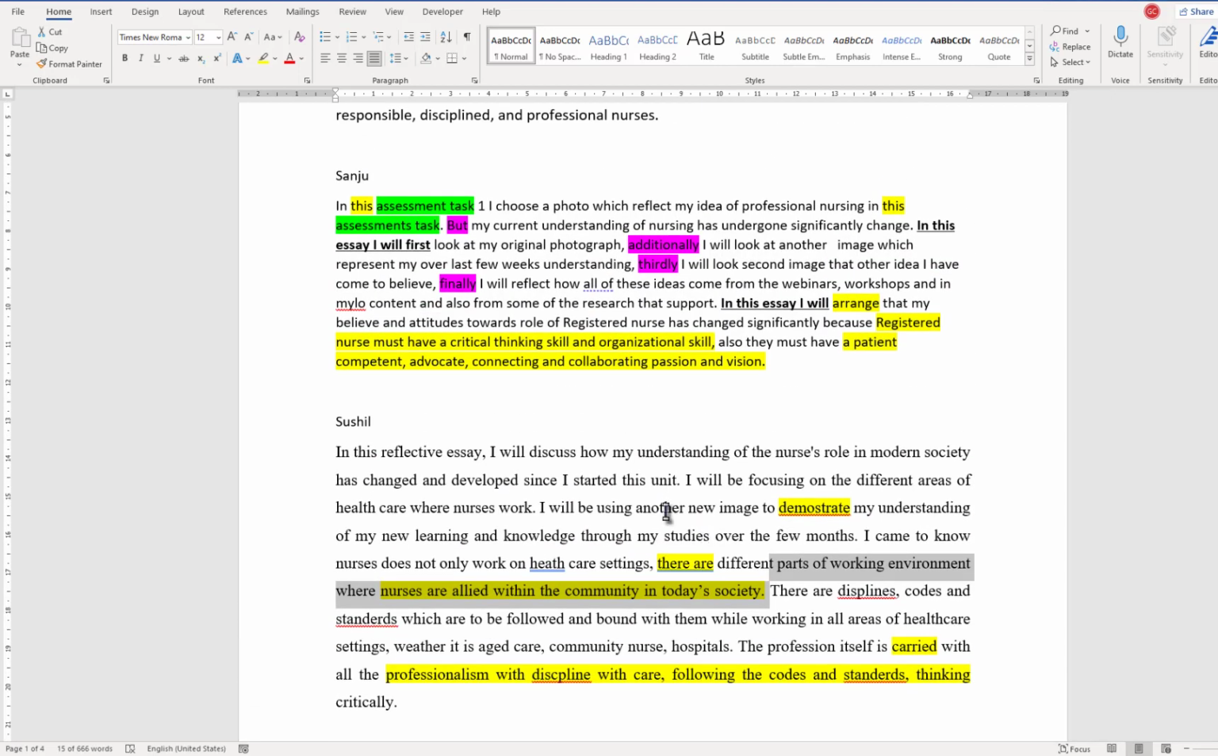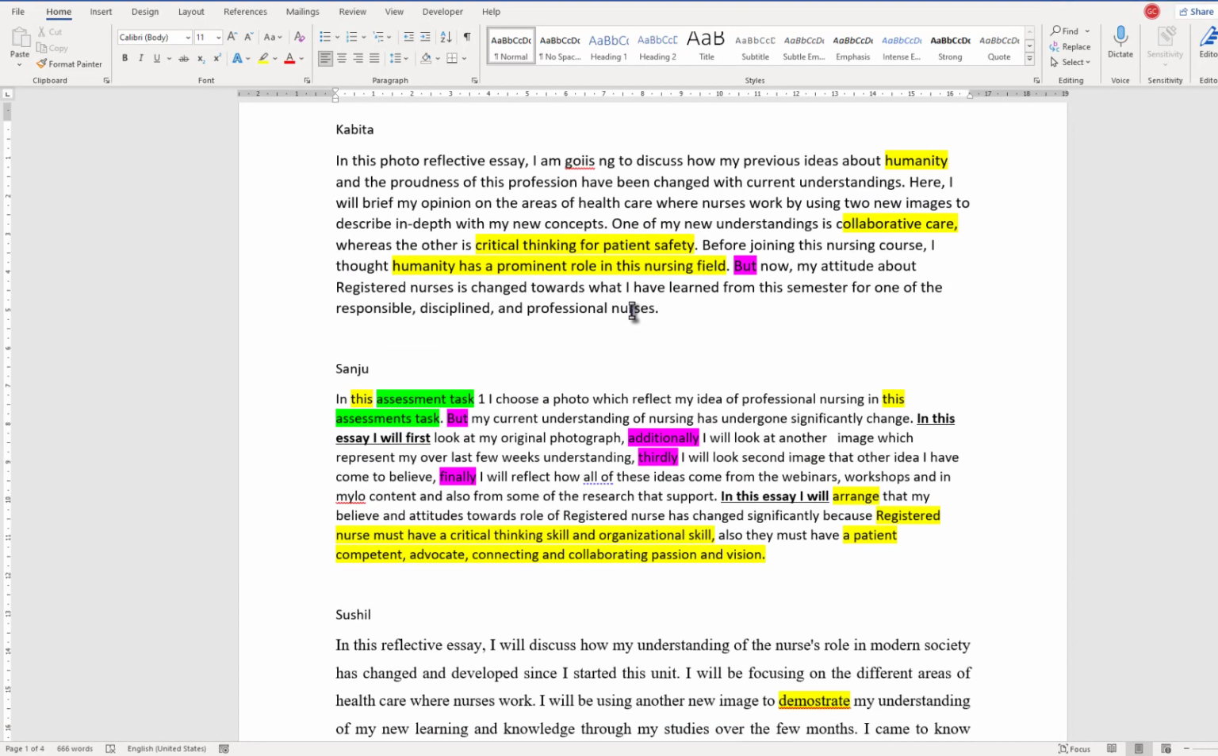The final thing I want to point out for everybody is don't forget these joining words, right? We talked a lot in the last 9 weeks about joining your sentences together. Sushil, you're not doing it at all. Sanju, you're doing it, but you're doing it wrong. Look at the purple here, right? And Kabita, you're not doing it correctly either, right? But is used incorrectly. But is used incorrectly.